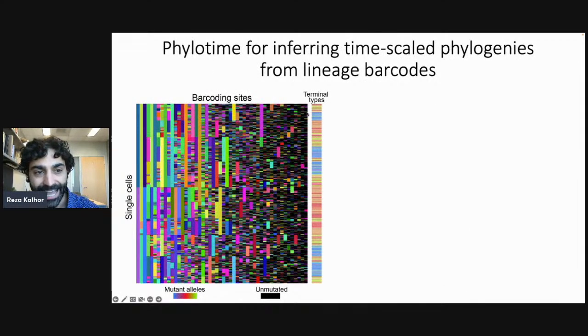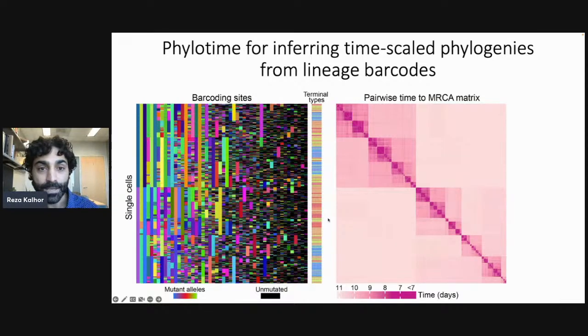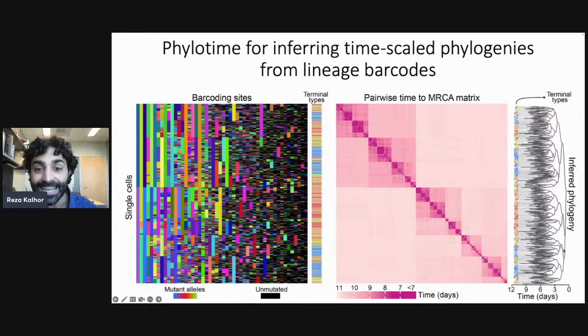So this is the barcoding outcome here. As you have seen before, every row is a cell, every column is a barcoding site, the colors are the mutations, and the cell types are known. This is the matrix of pairwise time to most recent common ancestor between all of those cells, estimated using the two-cell probability model for time to most recent common ancestor that I presented in the last slide. And this is the inferred phylogeny obtained by UPGMA clustering of this matrix.